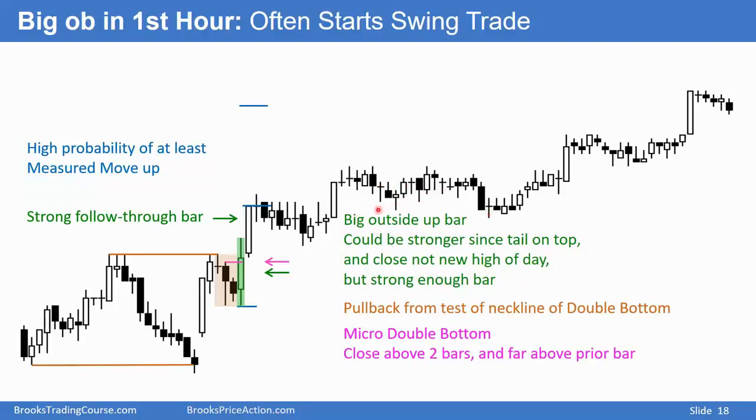And the pullback here, while it fell below this low, this is a minor higher low, it did not fall below this low, a major higher low that led to a strong breakout. This higher low did not lead to a strong breakout, so it's minor, and probably this rally is part of a trading range and not a resumption of the bull trend.